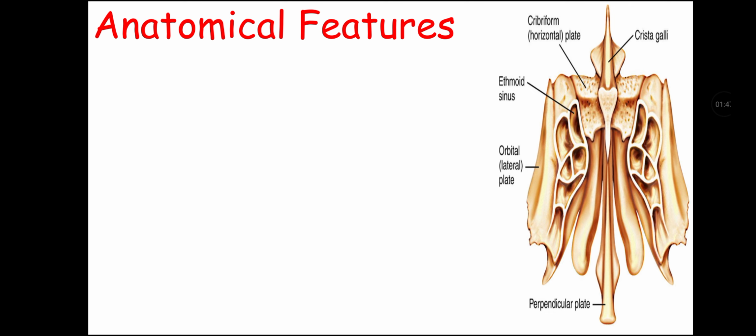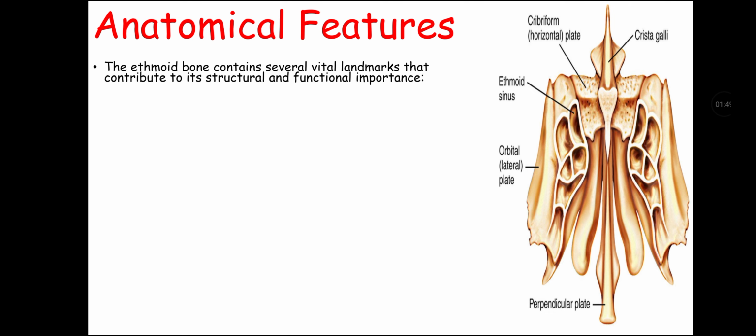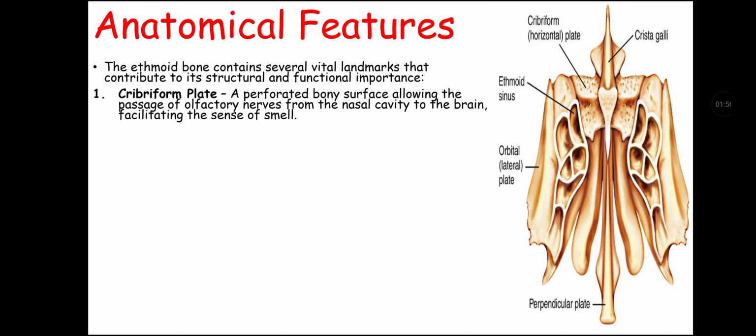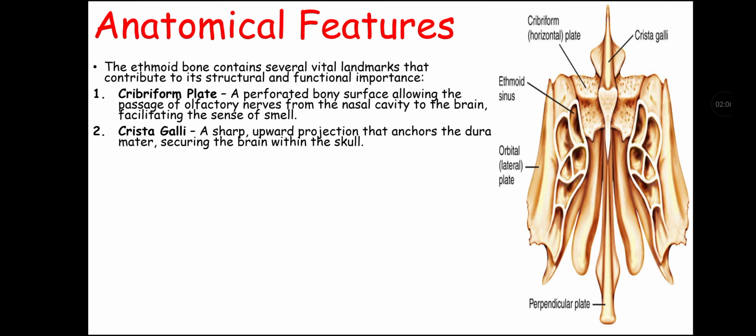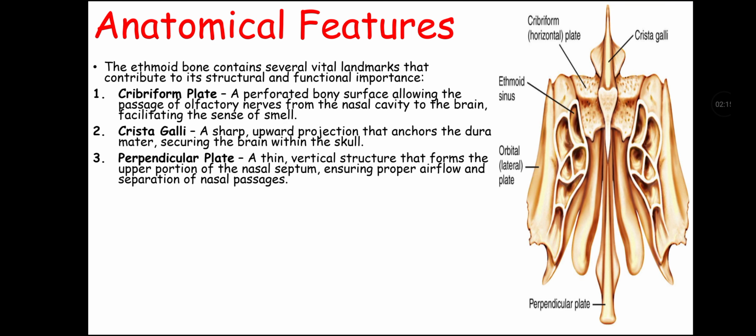Now let's talk about anatomical features of ethmoid bone. The ethmoid bone consists of several vital landmarks that contribute to structural and functional importance. The first includes cribriform plate, that is a perforated bony surface allowing the passage of the olfactory nerve from the nasal cavity to the brain and thus facilitate the sense of smell. The next anatomical features include crista galli, that is a sharp upward projection that anchors the dura mater, thus securing the brain within the skull.